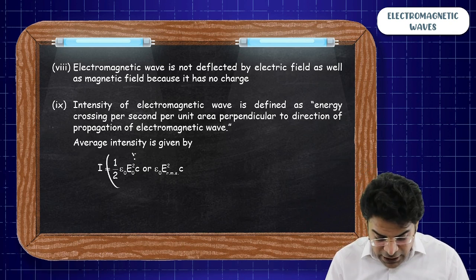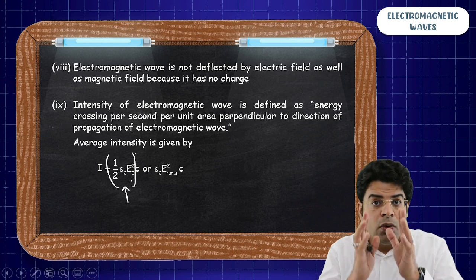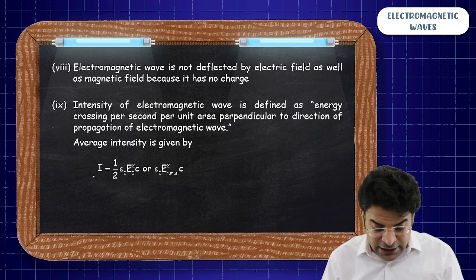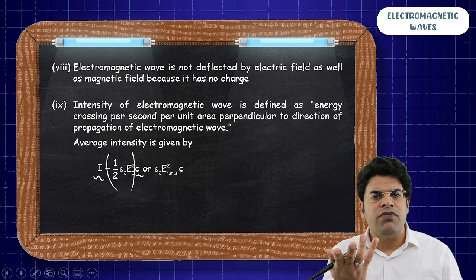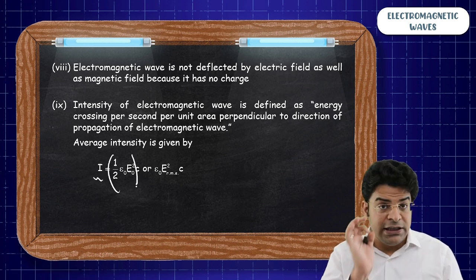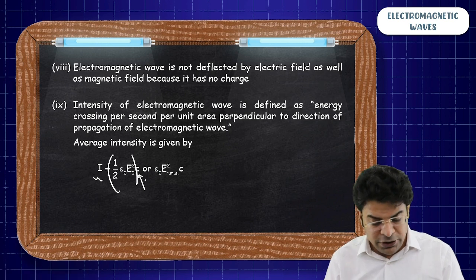This quantity right here is nothing but the total energy density of the EM wave. So you get that intensity is nothing but the energy density multiplied by the speed of light. Once more, the intensity is nothing but the total energy density multiplied by the speed of light.